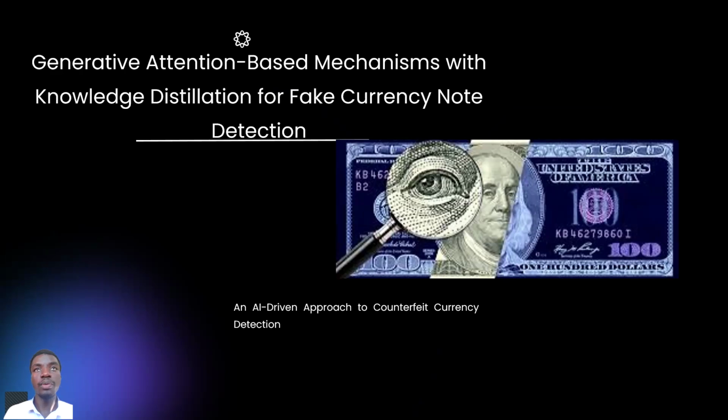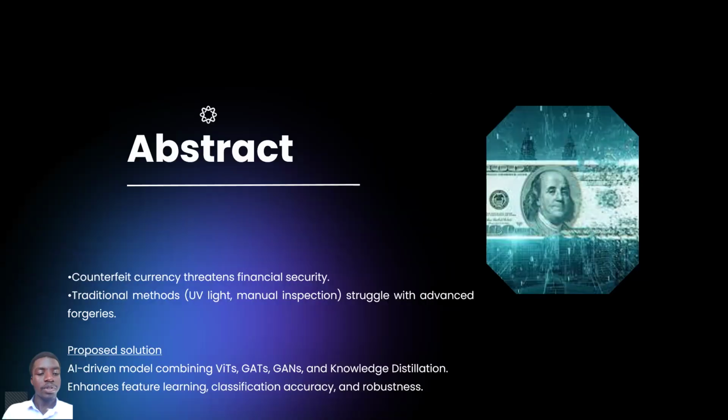The teacher model, we take it to be having a lot of inaccuracy, and then we train another student model, which has a lot of accuracy and uses less data compared to the teacher model. And going to the abstract, we know counterfeit currency threatens financial security.